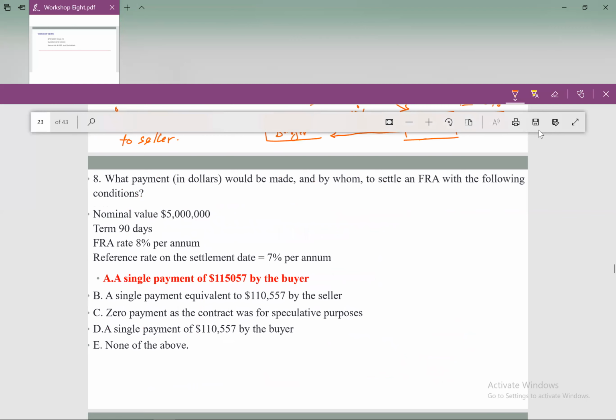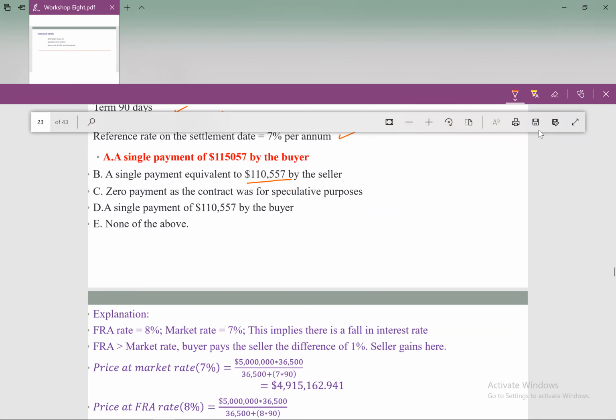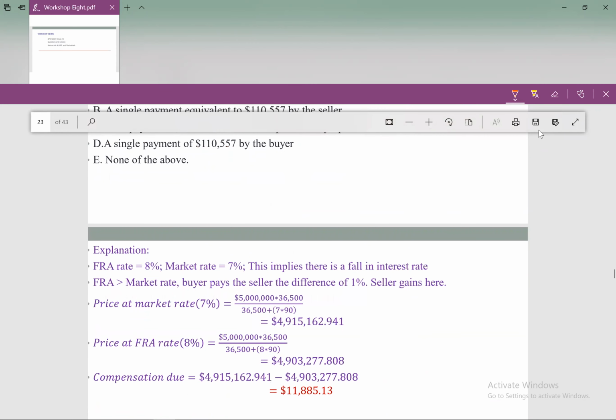Now, what payment in dollars would be made and by whom to settle the FRA with the following conditions? You have this 500,000, 90 days, 8%, 7%. I think I have brought this in the tutorial. Did anybody calculate this? So it's 115,057.